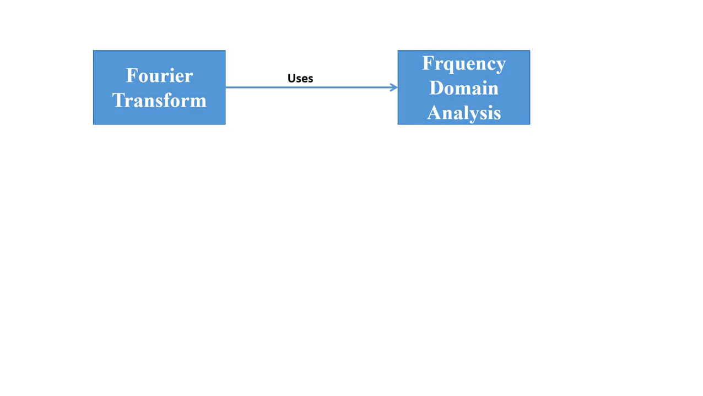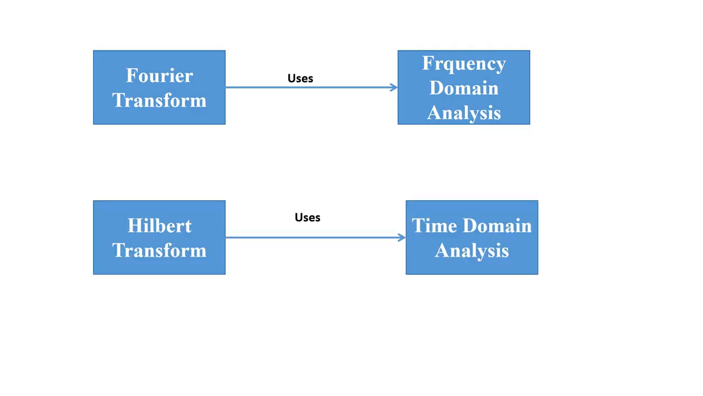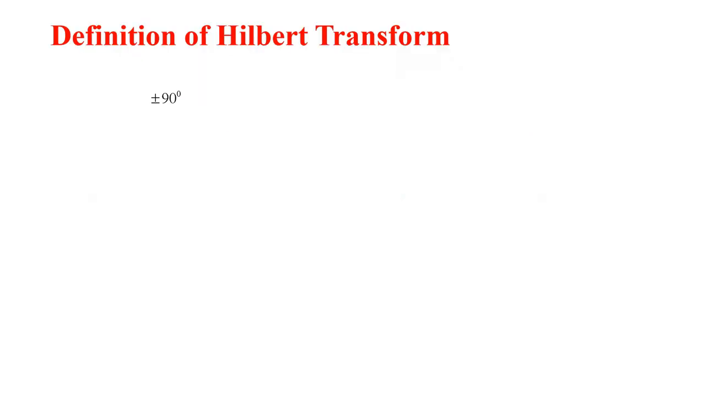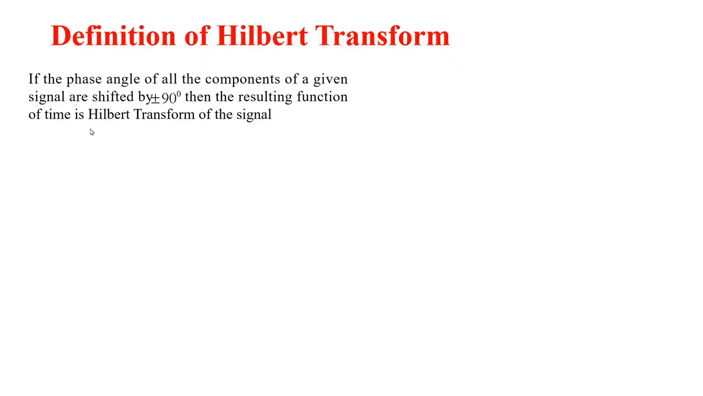So we have to always remember that the Fourier transform uses the frequency domain analysis, and the Hilbert transform uses the time domain analysis. Now let us see the definition of the Hilbert transform. The definition is, if the phase angle of all the components of a given signal are shifted by plus or minus 90 degrees, then the resulting function of time is the Hilbert transform of the signal.